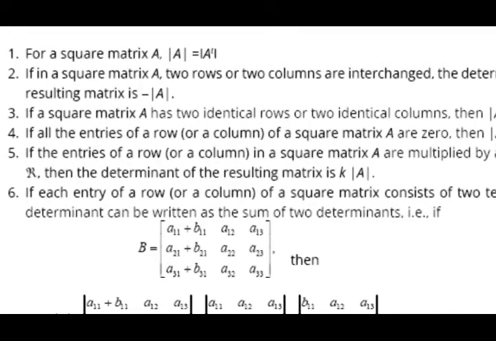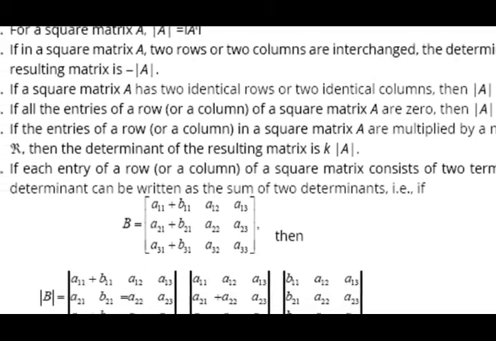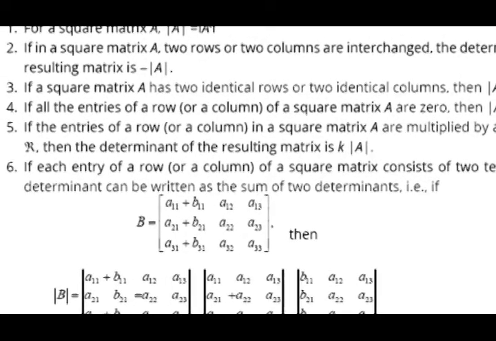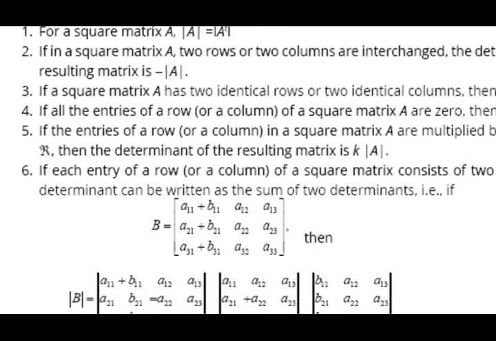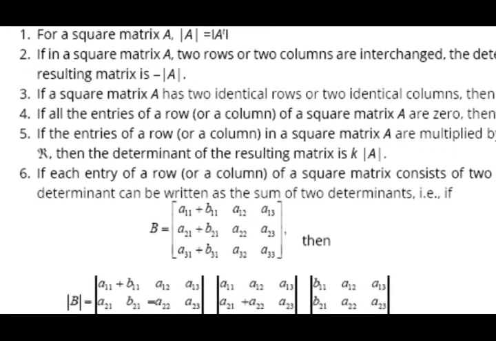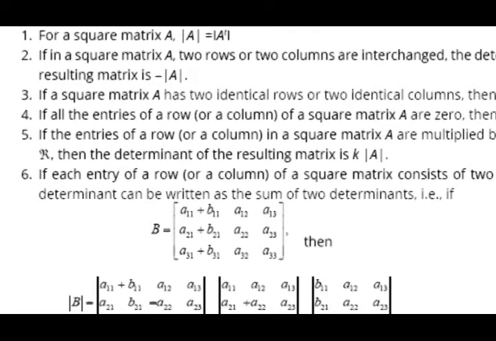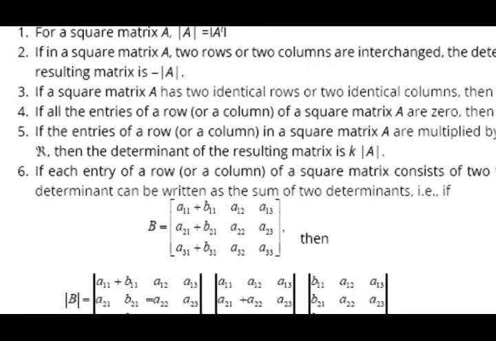If the entries of a row or column in a square matrix are multiplied by a number k, then the determinant of the resulting matrix is k times the original determinant. We find the determinant of a matrix, then we multiply its row by 2 and find its determinant again. The answer is the previous determinant multiplied by the same scalar value 2.